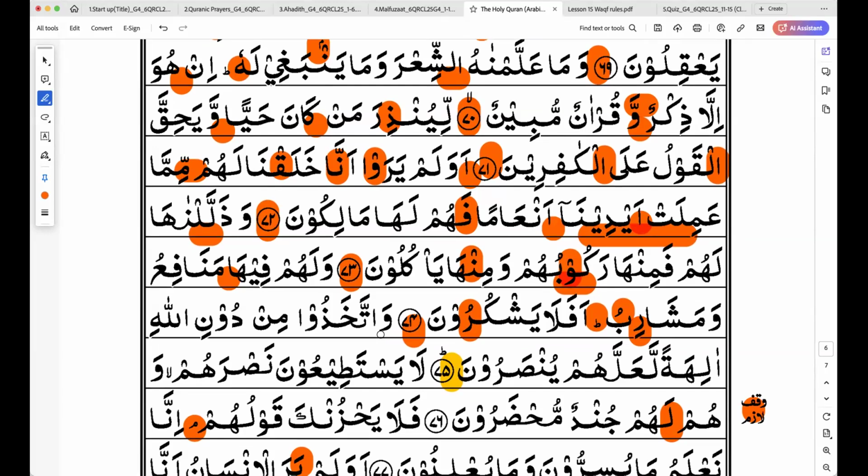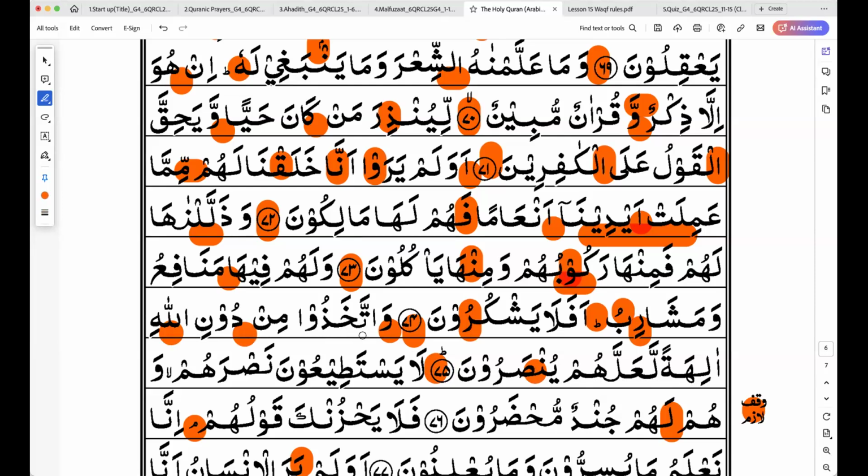Would you be able to recite from here until here? Yes. أعوذ بالله من الشيطان الرجيم بسم الله الرحمن الرحيم واتخذوا من دون الله آلهة لعلهم ينصرون. Jazakumullah. You recited very well.